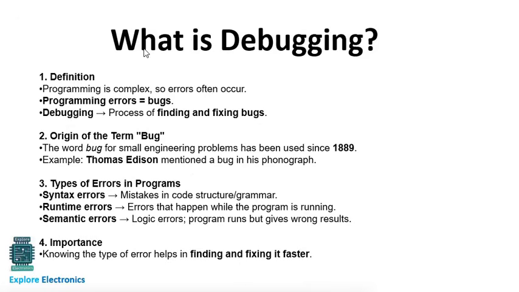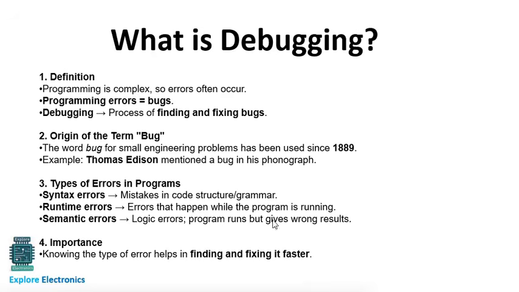Let us understand what is debugging. This is the main important part of programming, which plays a very major role in programming. Let us understand what is debugging. Programming is very complex. If the syntax and code is very small, then it is easy enough to understand, read and write. But if the programming is very complex, then errors will occur.